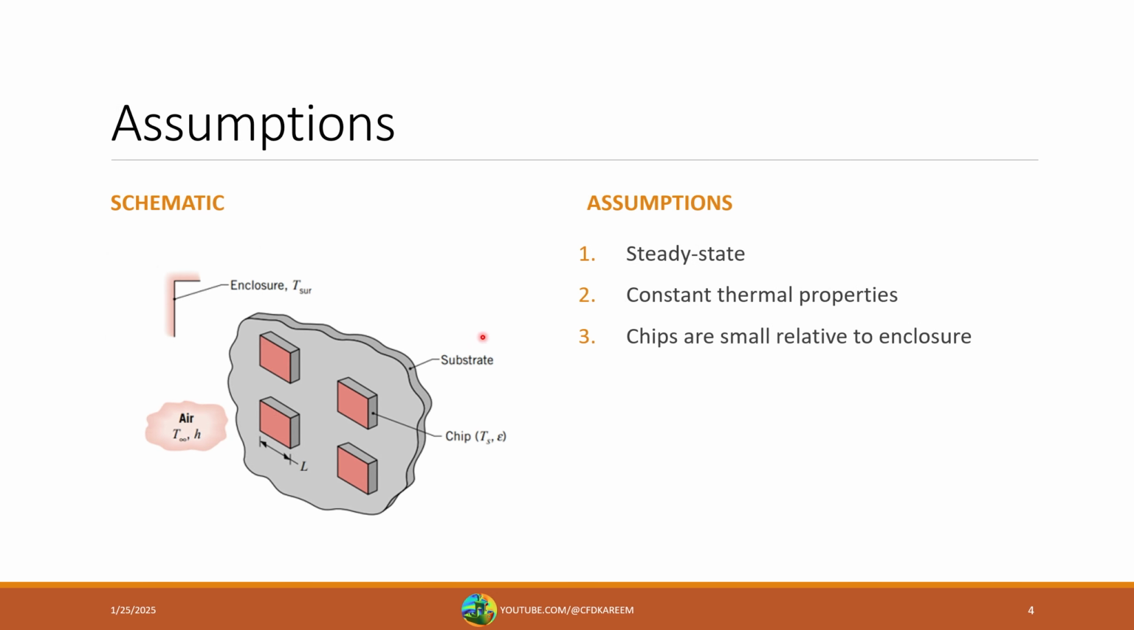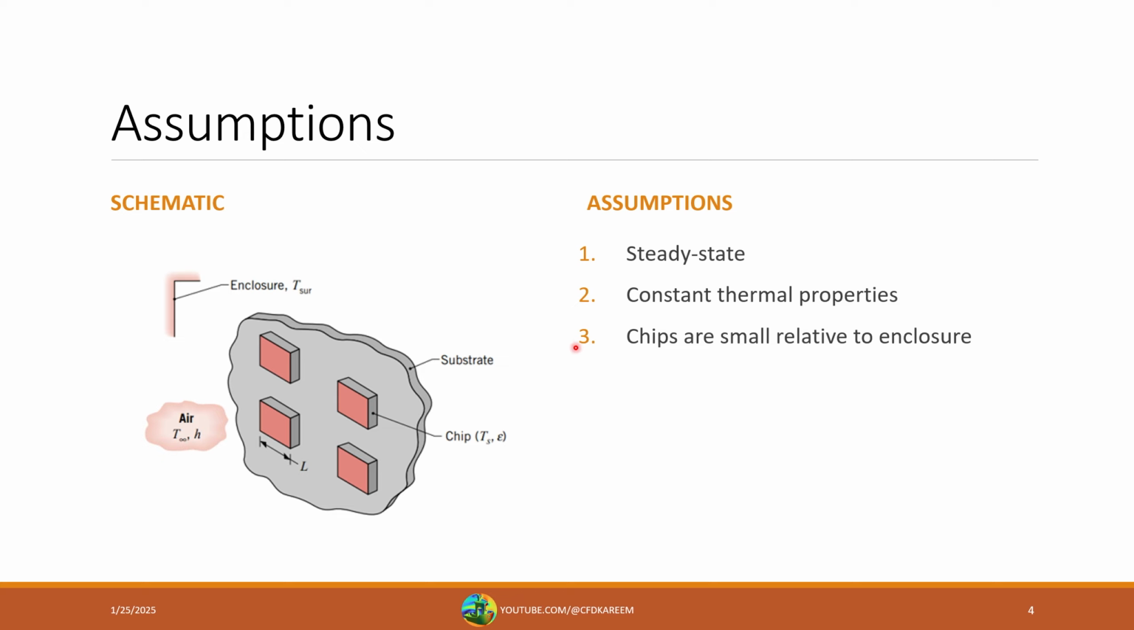Looking at our schematic, we have these 4 chips which are 15 by 15 millimeters and spaced roughly 30 millimeters apart in both directions. The chips are attached to a substrate, and we're told that both the backside and the sides of the chips are all adiabatic, so there's no heat transfer around any of those surfaces. So our only heat transfer is going to be from the top of the chip. We also know that our chips are located inside an enclosure, and we're given both the temperature of that enclosure as well as the ambient air temperature inside that enclosure.